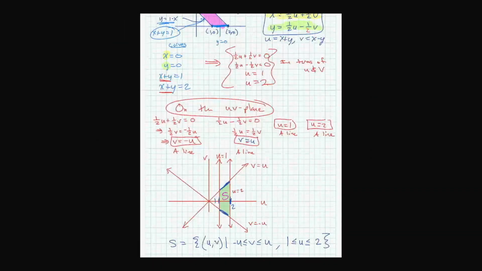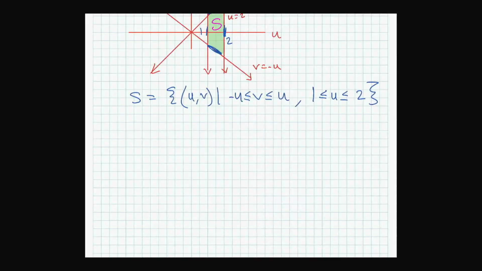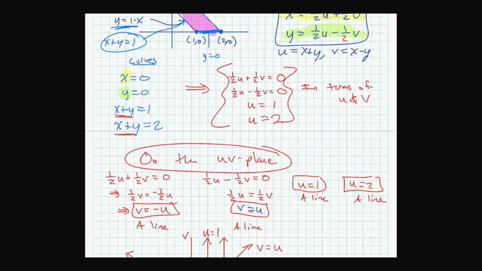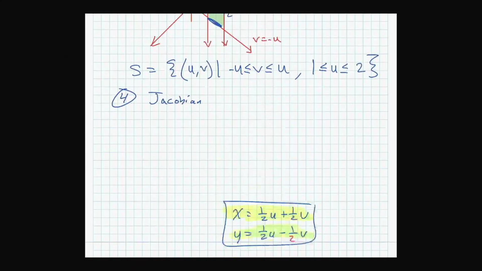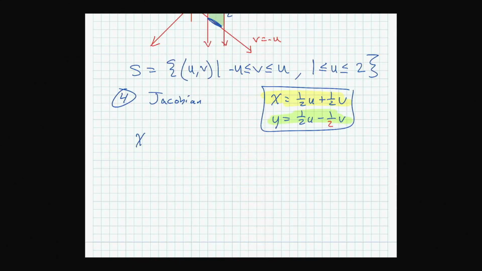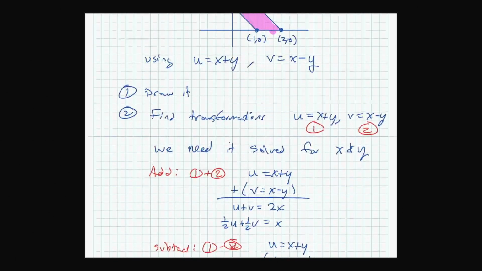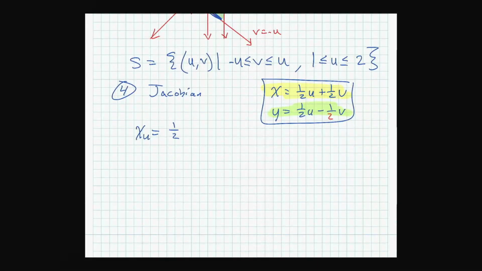Okay, so we've done this. What's next? The Jacobian. So where are my transformations? They're here. Copy them again. If we're doing the Jacobian, partial x with respect to u is 1/2. Did we already do this? No. It just feels like we did, right? x_u is 1/2. x_v is 1/2. y_u is 1/2. y_v is negative 1/2. So that's different.